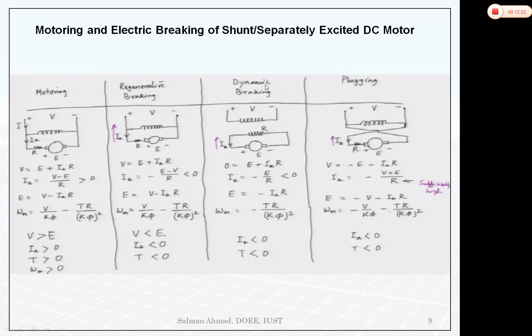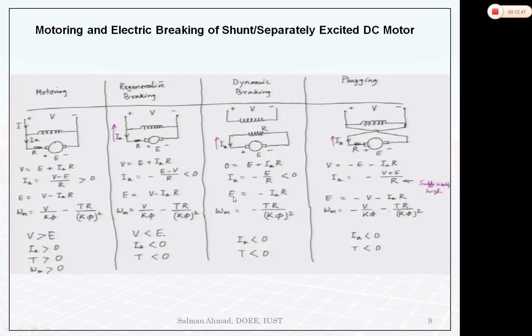Similarly, you can see the dynamic braking. In dynamic braking, what we have done is removed the supply and connected one external resistance in the circuit. So V is equal to E plus IA R, where V may be 0. So IA finally we are getting as minus E upon R. So this number is a negative number. So E is equal to nothing but minus IA into R.